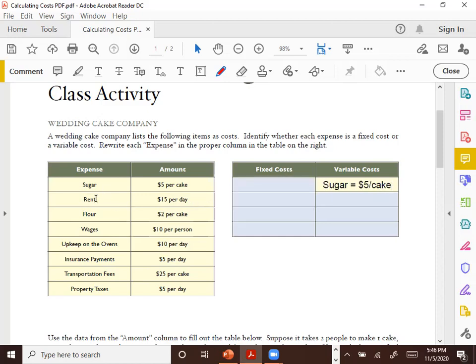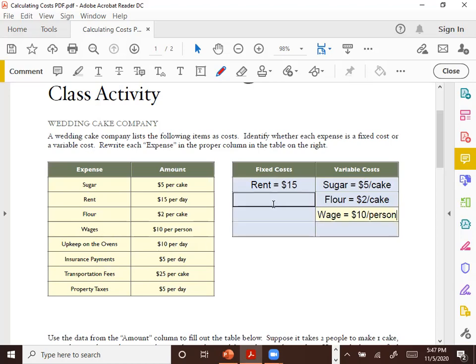Expense, rent. So rent, that stays the same. So that's going to be $15. Let me write rent, $15. Flour, that goes into a cake. So it's $2 per cake. So flour depends on how many cakes we're baking. Wages, $10 per person. So wages is going to go into our variable column because we might need more than one person to help us bake these cakes.